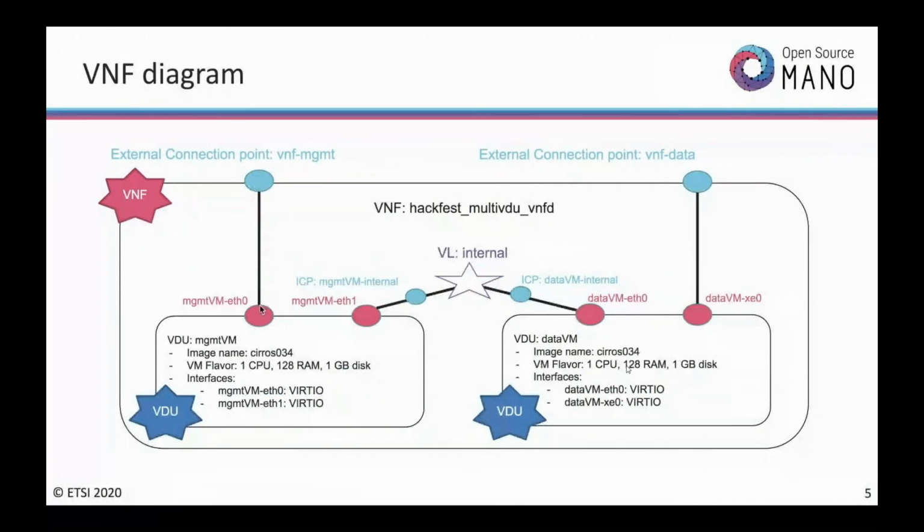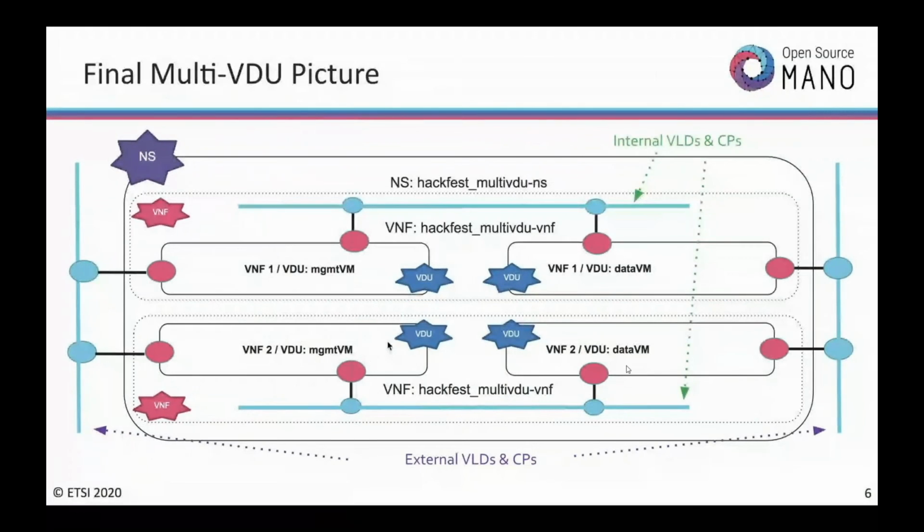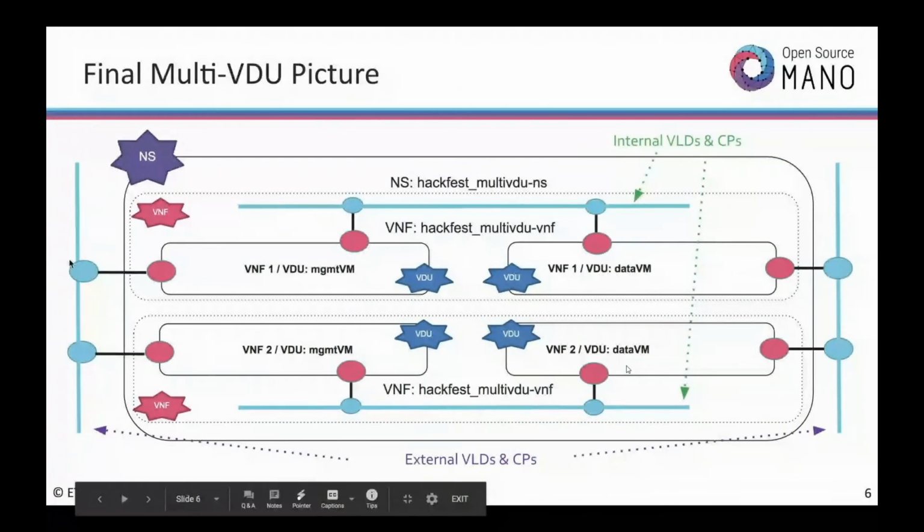So it's important for you to understand this concept of interfaces, which are present in any virtual machine, and the concept of mapping the interfaces either to external connection points, which will go to virtual links that reside at the network service, or to internal connection points, which will be used internally inside the VNF to interconnect multiple VDUs. The final picture that we have is a network service with two VNFs, each of the VNFs having two VDUs or two virtual machines. And we have virtual links that interconnect the VDUs together in both VNFs. And we have virtual links that interconnect the VNFs together in the network service.